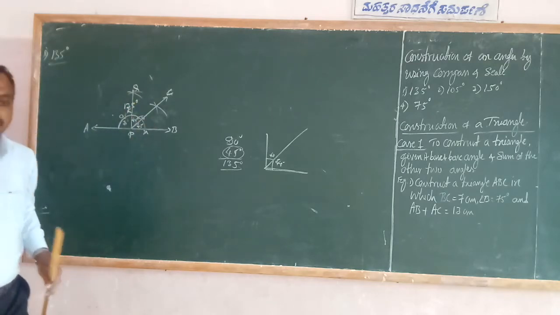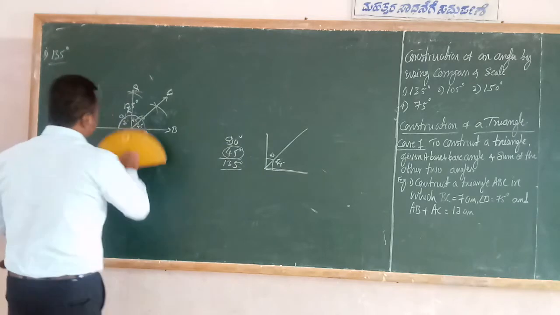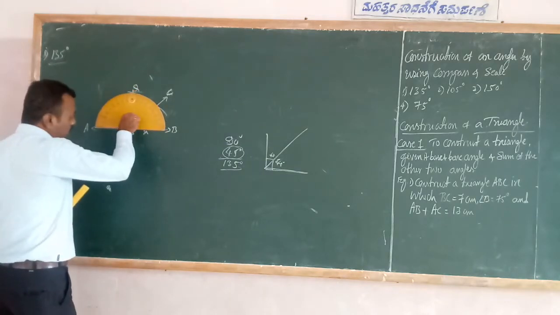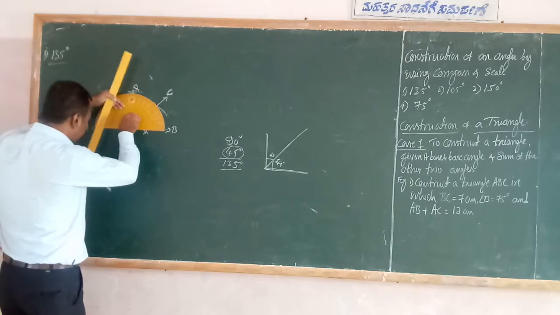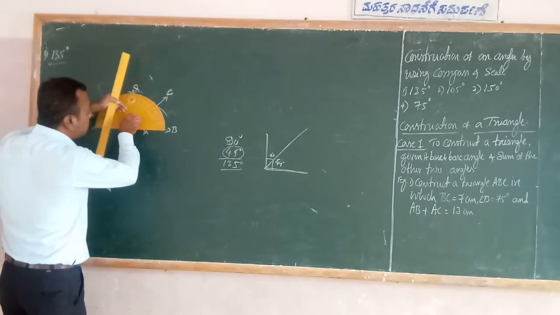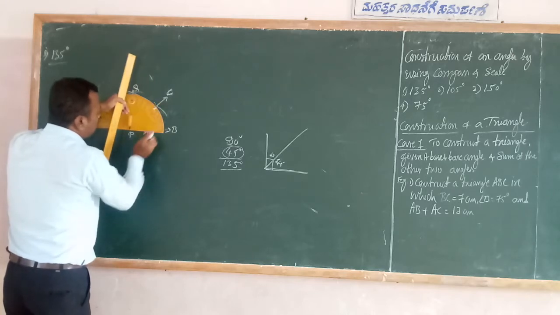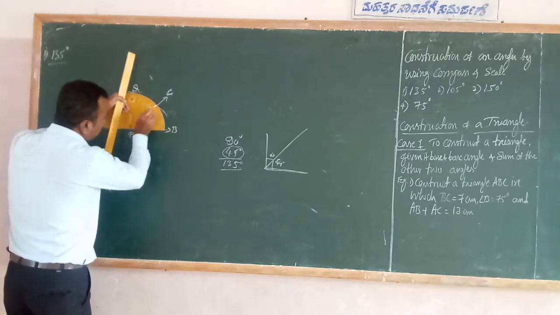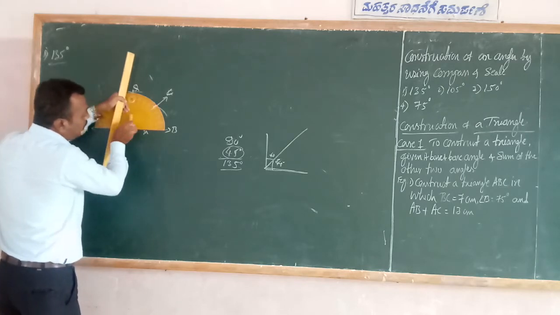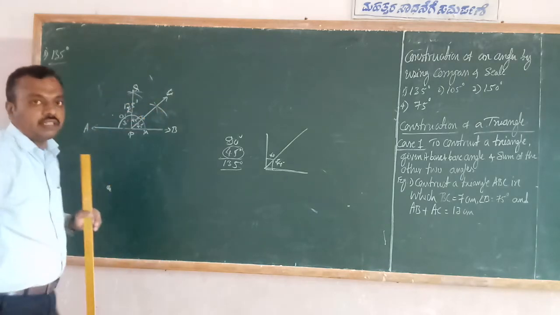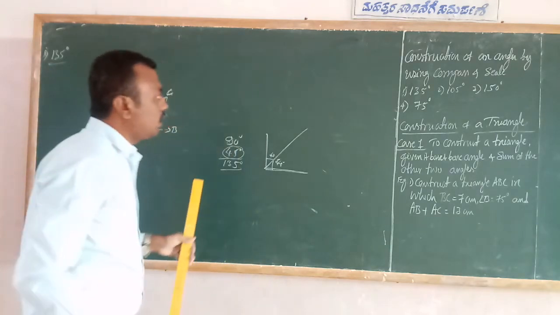Now you have to check with the protractor. Keep on the point P. Yes, this is 130, this is 135, and this is 140. The line in between is called 135 degrees there. Are you understood? So like this you have to construct the 135 degree.